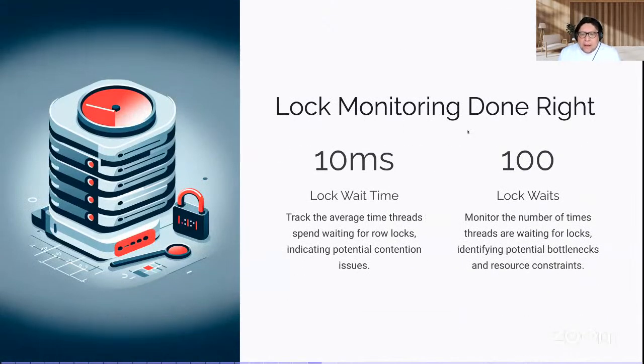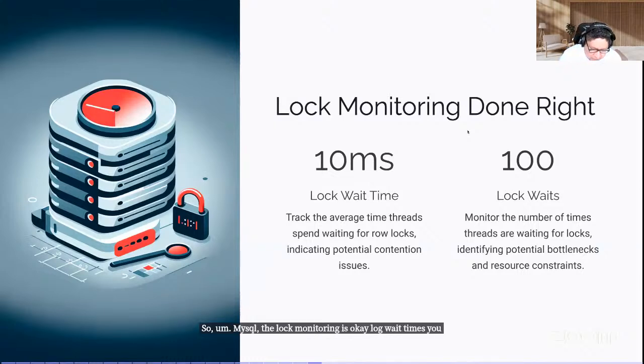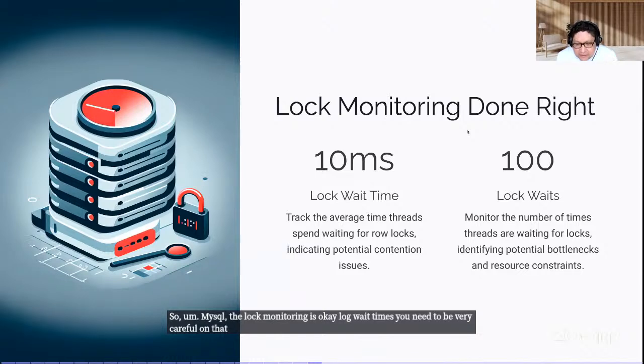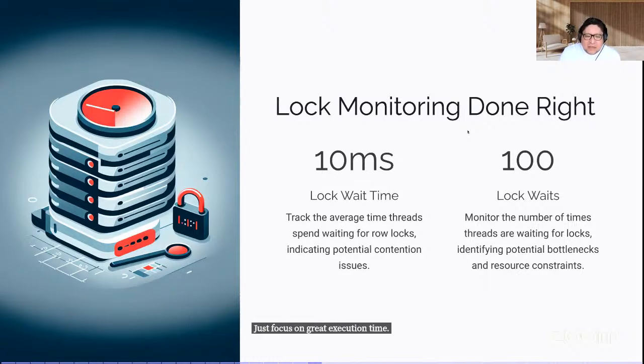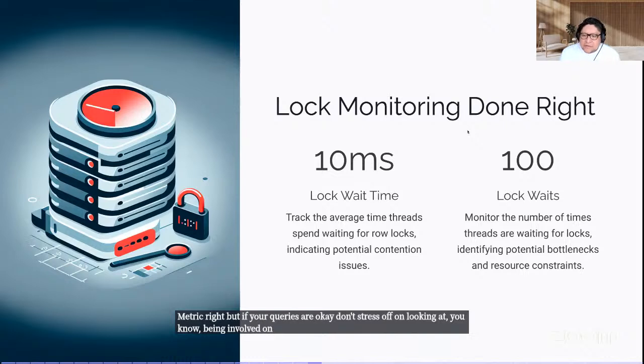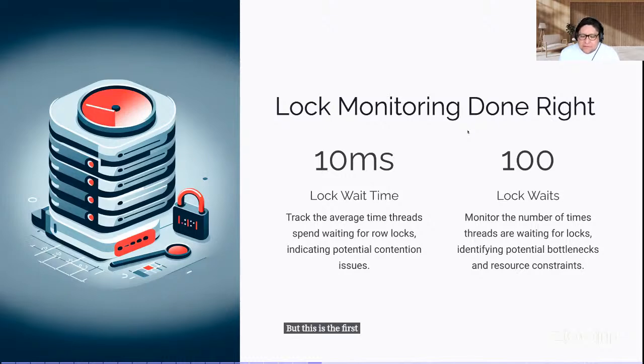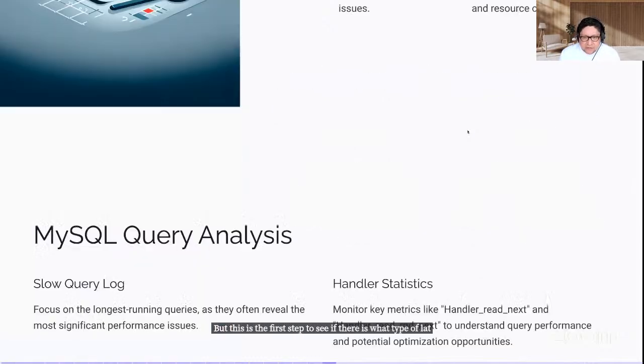So on MySQL, the lock monitoring, it's okay, lock wait times. You need to be very careful on that. But it's not something that you need to be looking at all the time, like, oh, what are my lock waits? Or just focus on query execution time. This is like the first step of a debugging metric, right? But if your queries are okay, don't stress out on looking at the row lock query times or whatever. But this is the first step to see what type of latency you're dealing with.